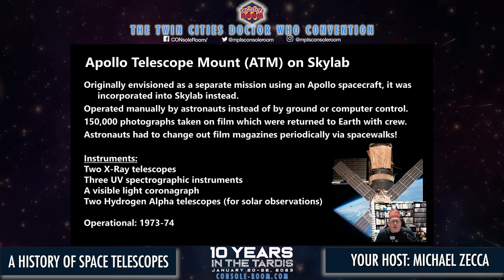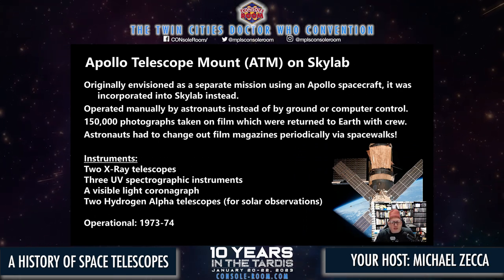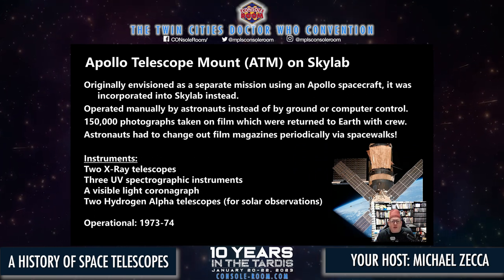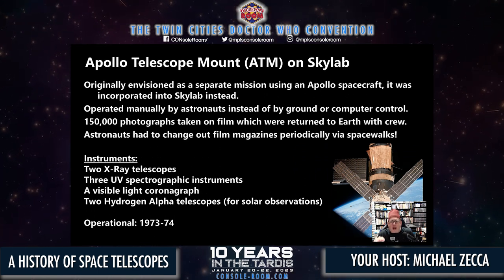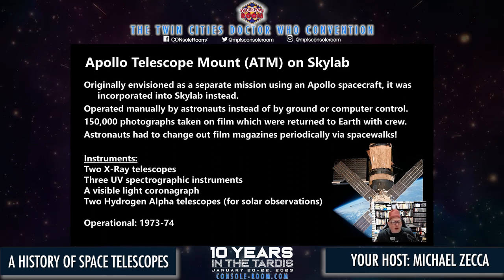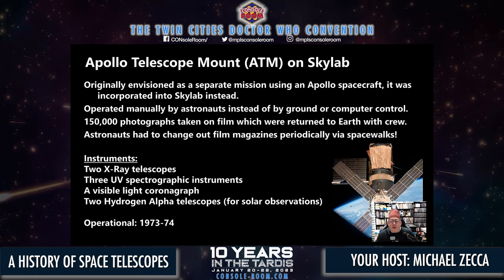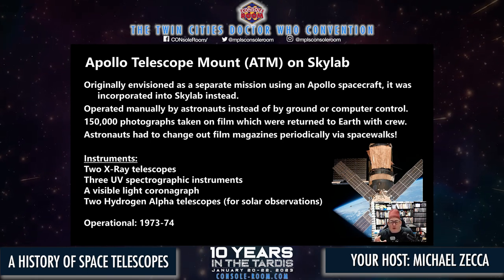And then that Apollo module, again, that we talked about on Skylab, this actually took 150,000 photographs in the year or so it was in operation. But these were all taken by astronauts on the ship. This was one that was not controlled from the ground, but it still had to be controlled manually by a human being.